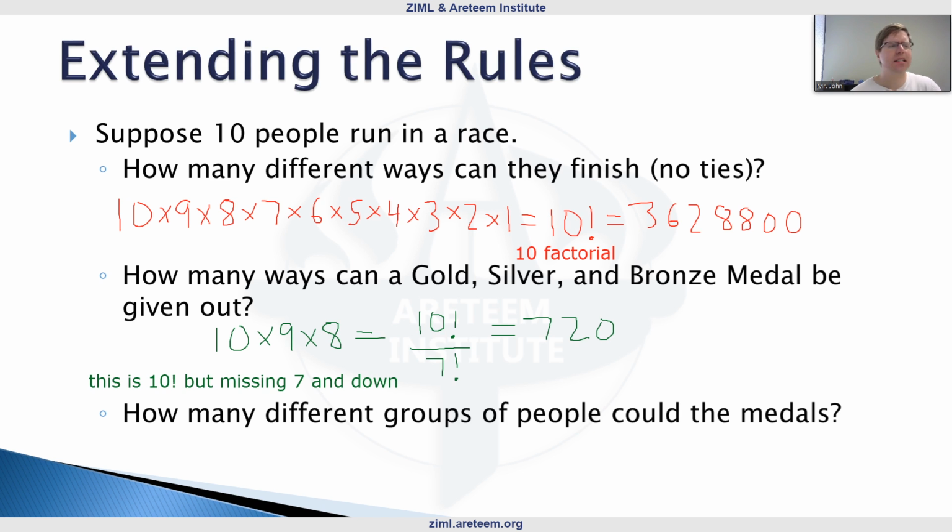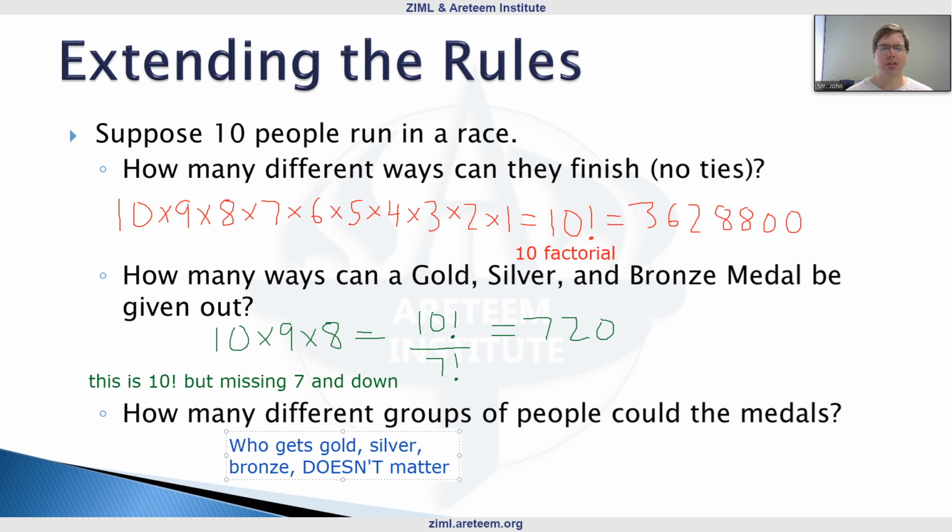Now, why are groups of people different? What happens in the groups scenario that's different from the other ones? Here we don't care about who gets which medal. So the key here is, who gets gold, silver, bronze doesn't matter.